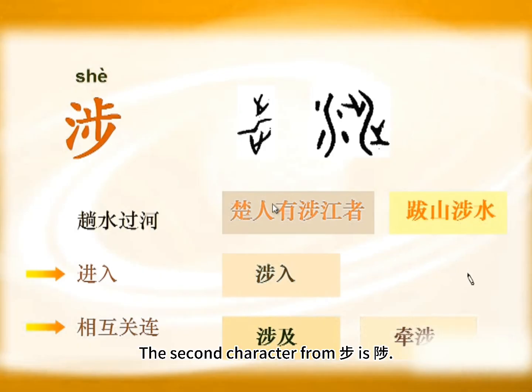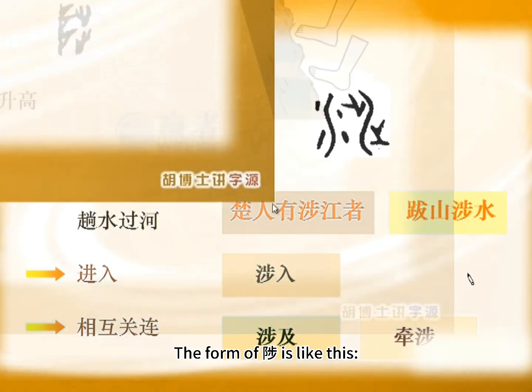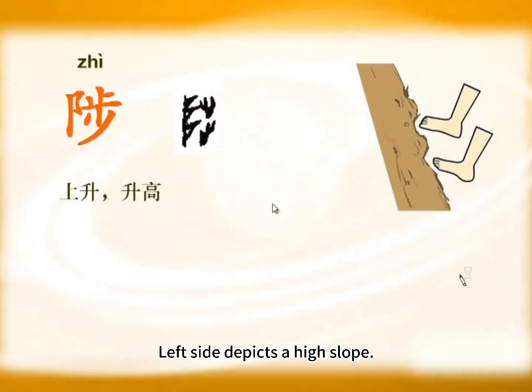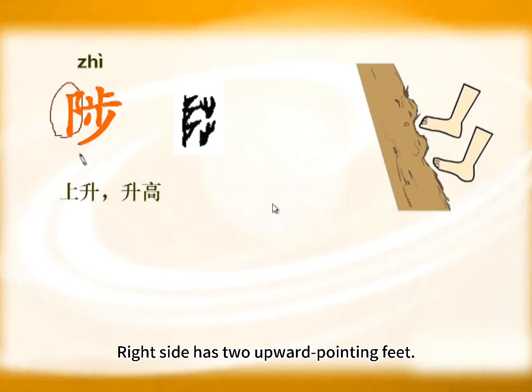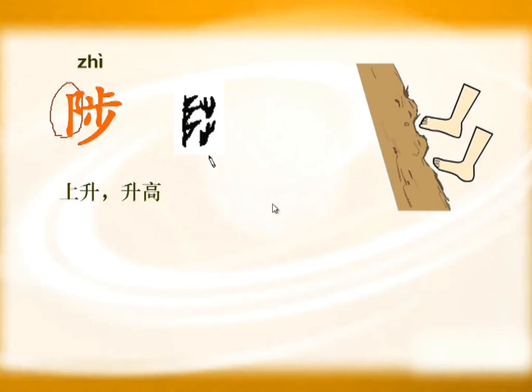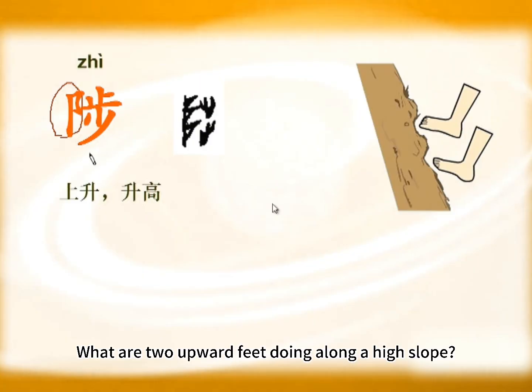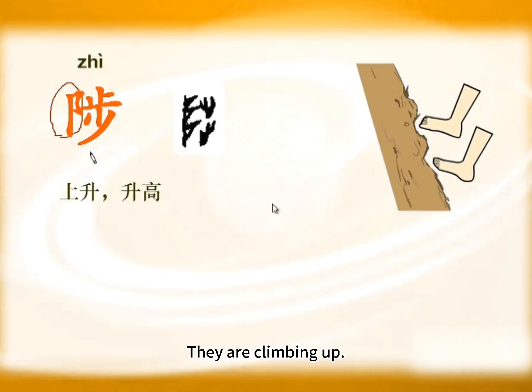The second character from Bu is Zhi. The form of Zhi is like this. Left side depicts a high slope. The left ear radical means high slope. This basic character origin we learned in the origin of Fu. Right side has 2 upward pointing feet, today written as Bu. What are 2 upward feet doing along the high slope? They are climbing up. The character's meaning is to rise, ascend.